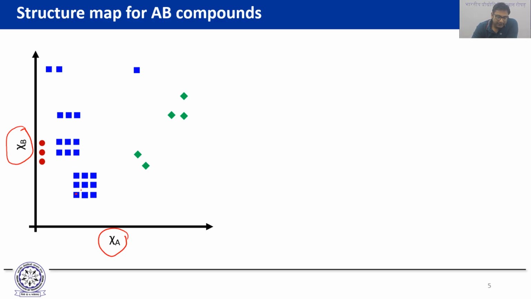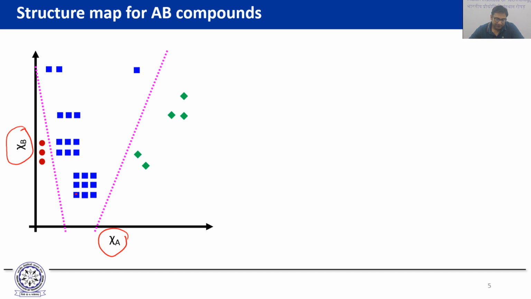So let us say that these blue squares correspond to one type of crystal structure. The red circles correspond to a second type, and these green diamonds correspond to a third type. The interesting part is if you look at how these points show up in this chi A, chi B 2D space, you will see that they are actually very well separated. So you can start drawing lines and you will see that you basically separate the space into different regions, and in each region you have got one specific type of crystal structure.